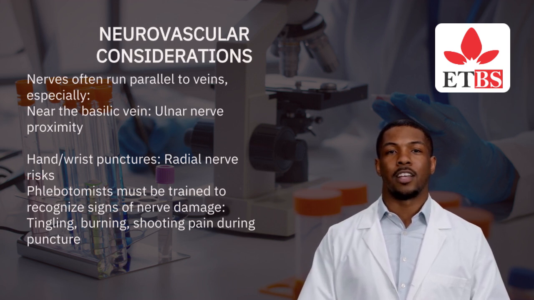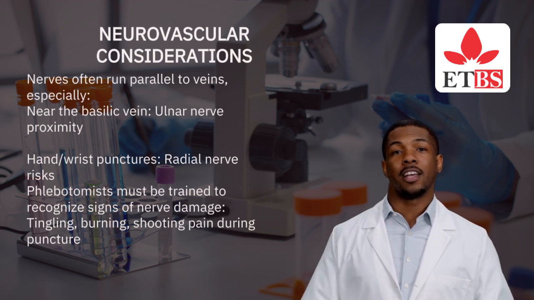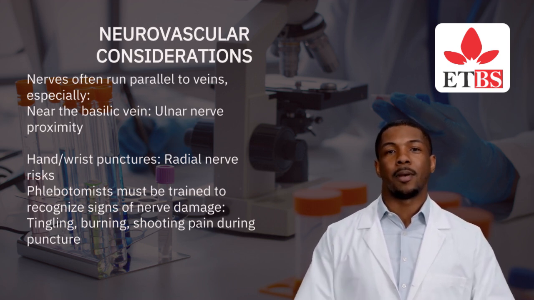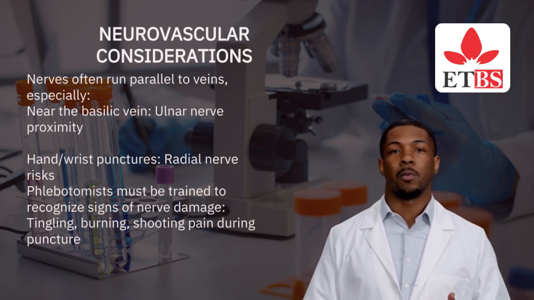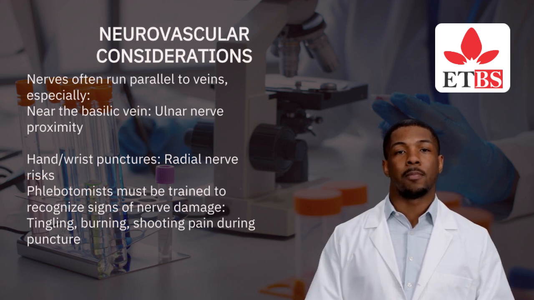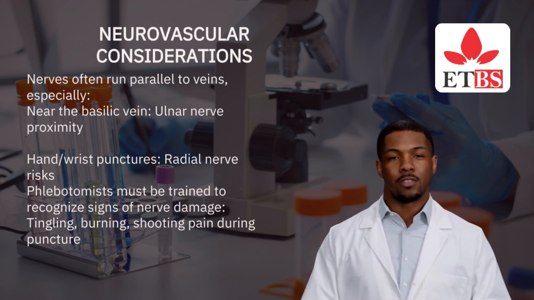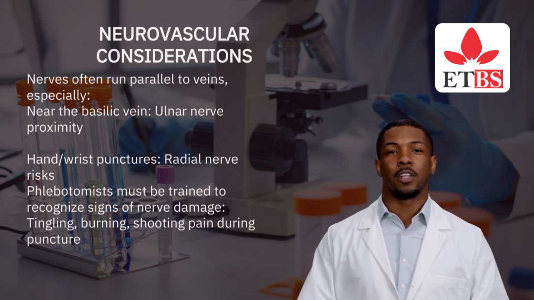2.7 Neurovascular considerations. Nerves often run parallel to veins, especially near the basilic vein, with ulnar nerve proximity. Hand and wrist punctures carry radial nerve risks. Phlebotomists must be trained to recognize signs of nerve damage: tingling, burning, or shooting pain during puncture, and patient reports of numbness post-collection.